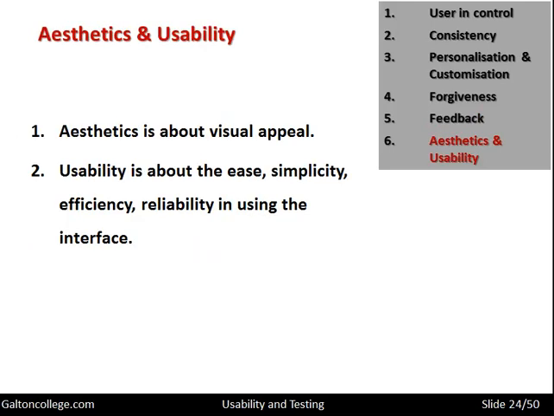Aesthetics and usability. Aesthetics is about the visual appeal of the site. Usability is about the ease, simplicity, efficiency, reliability in using the interface. So it's important that the site should be visually appealing. It should be a nice site to visit. But also usability, it's easy to use, it's simple, it's efficient, it's reliable, and this makes the site more attractive. There's more chance that people will visit the site and more chance that they will return to the site afterwards.